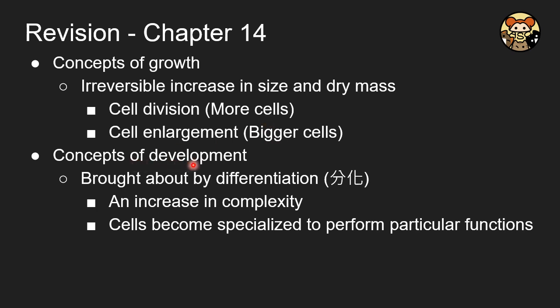As for development, it is brought by differentiation, that is the increase in complexity. Let's say the cell in the brain and also the cell in the lung, they have different special functions, so we call that differentiation, and this term is also used in mathematics, as some students may also take M1 or M2, and the cell becomes specialized to perform a particular function. That's what we use differentiation for in biology.